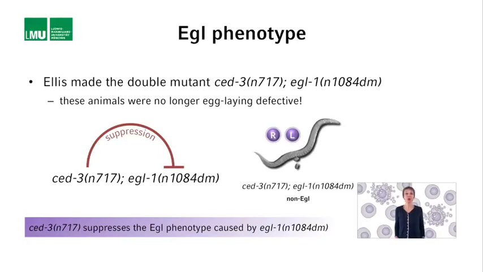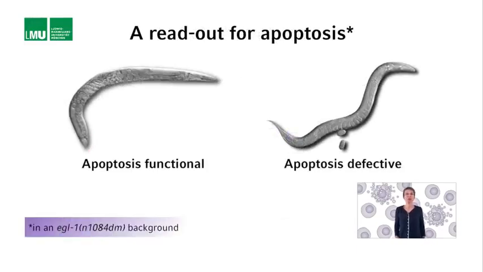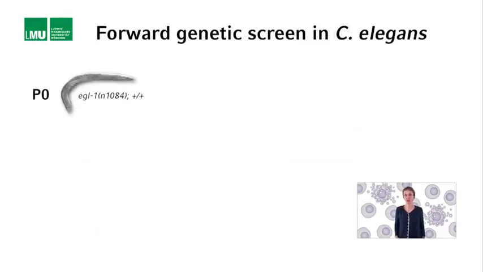That was great because what it meant is that the AGL phenotype of AGA1 and 1084 animals could be used as an easy readout for apoptosis. Apoptosis functional, AGL phenotype. Apoptosis defective, no AGL phenotype. And this is what they used for their second screen for mutants with a general defect in apoptosis.